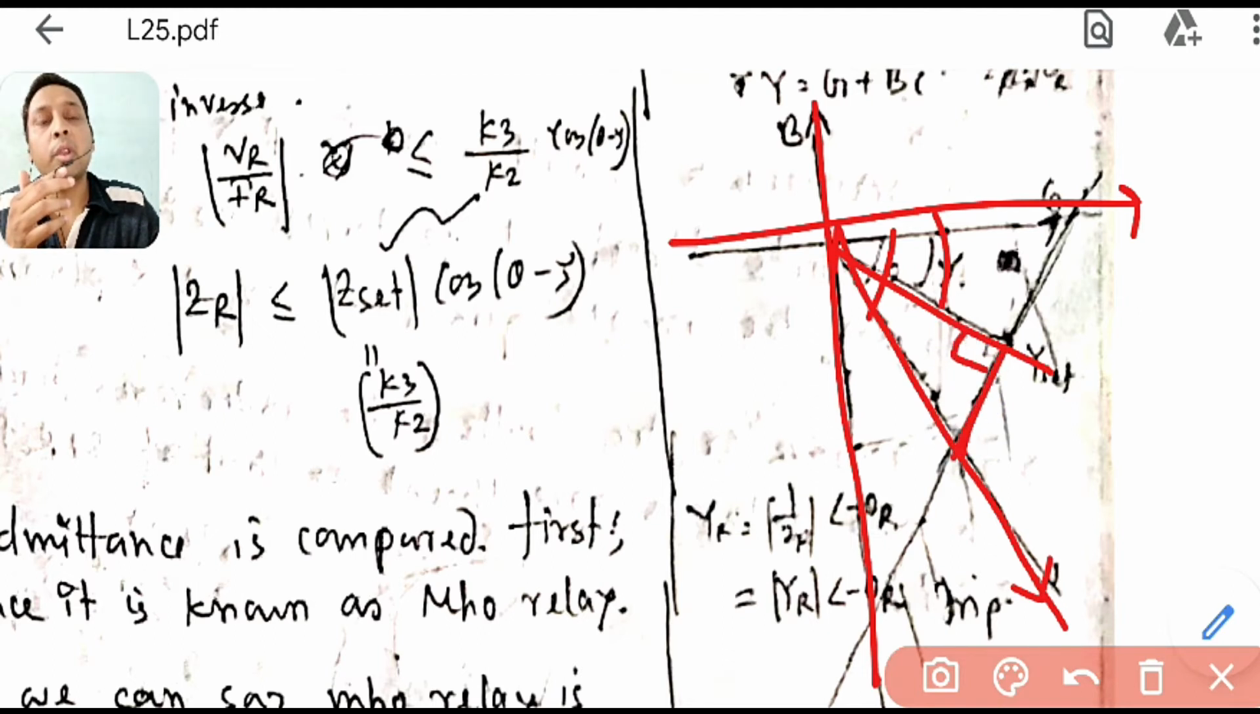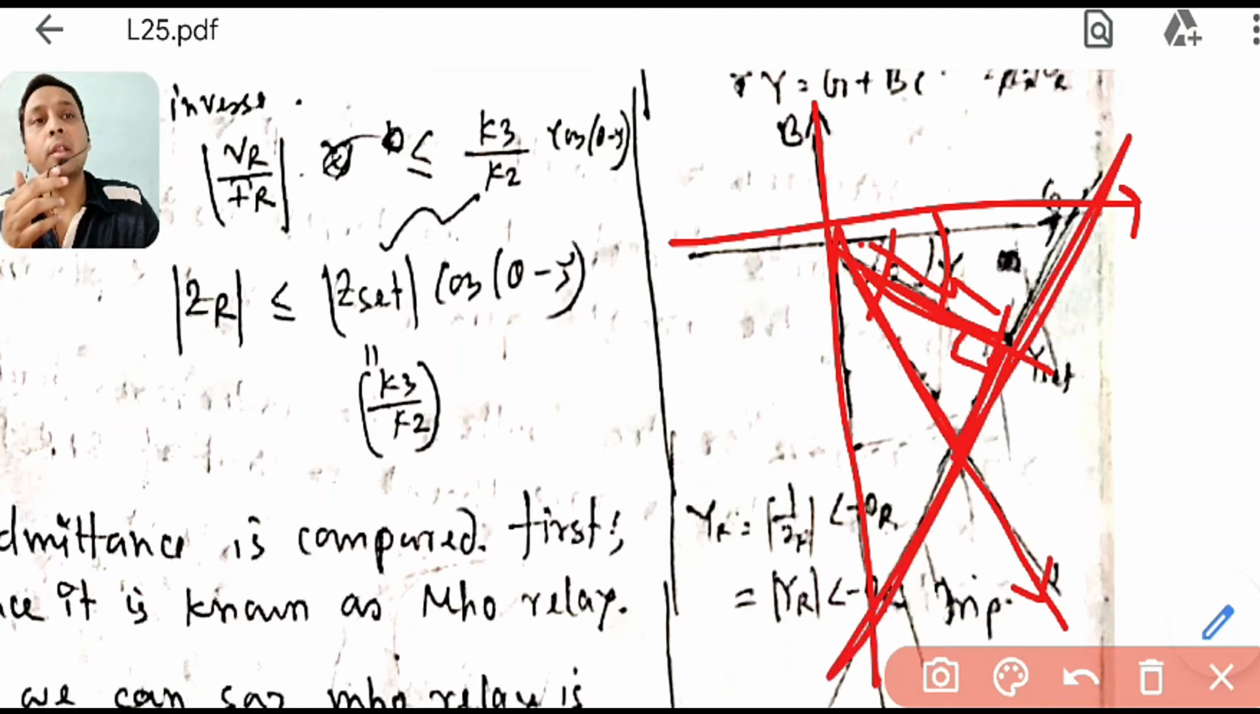If my perpendicular value, the base created by the perpendicular that I have drawn, is less than the length, then it will trip. So I have drawn a perpendicular on this line. Suppose I measure a value up to here and draw a perpendicular here. Will it trip? No, because this is less than this.